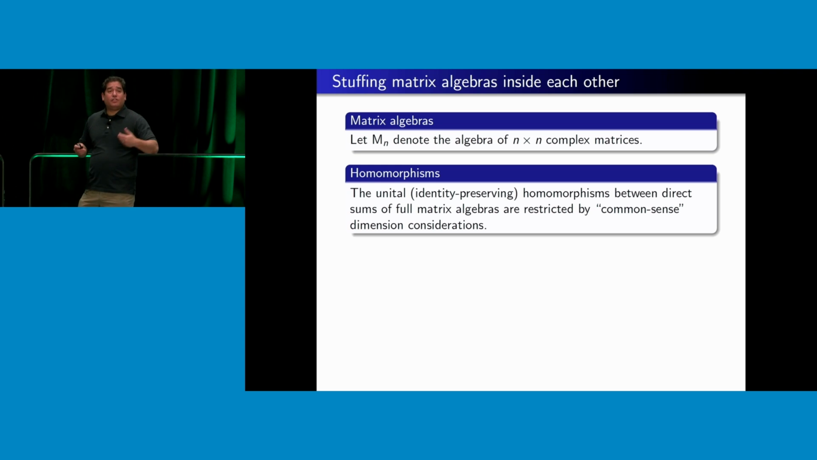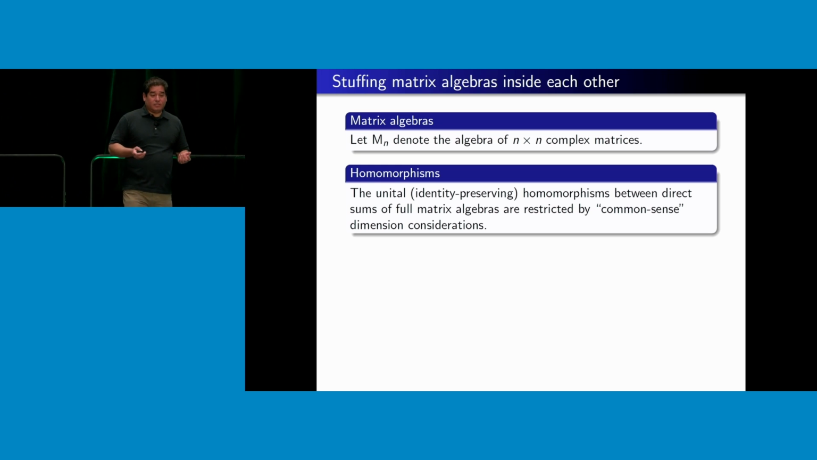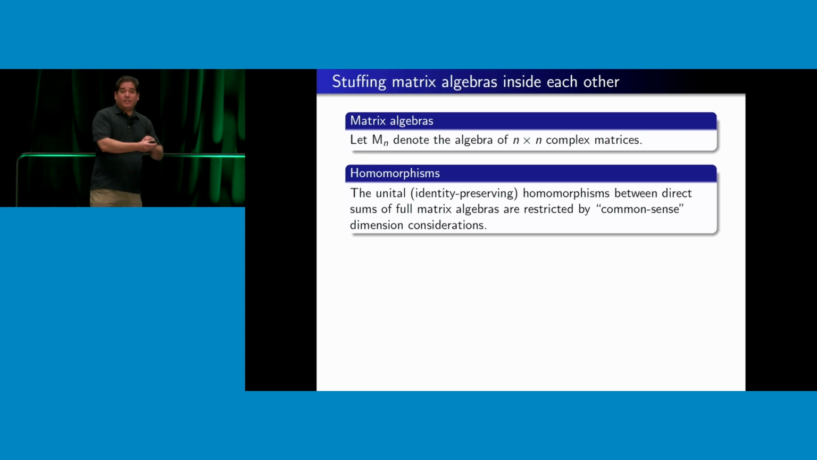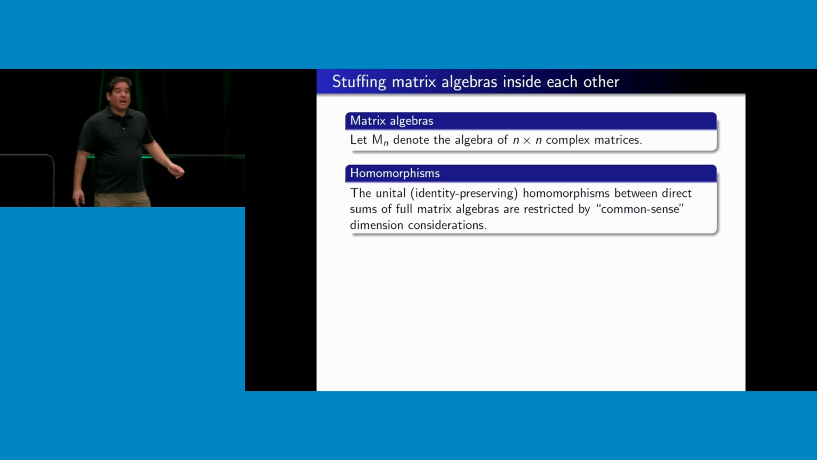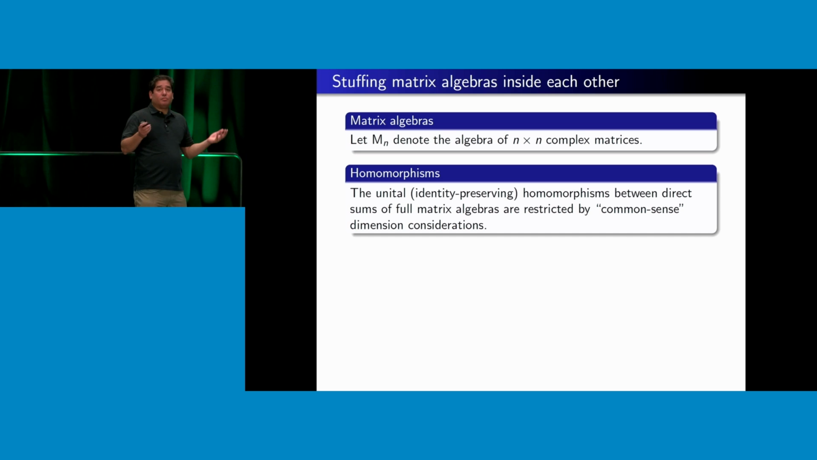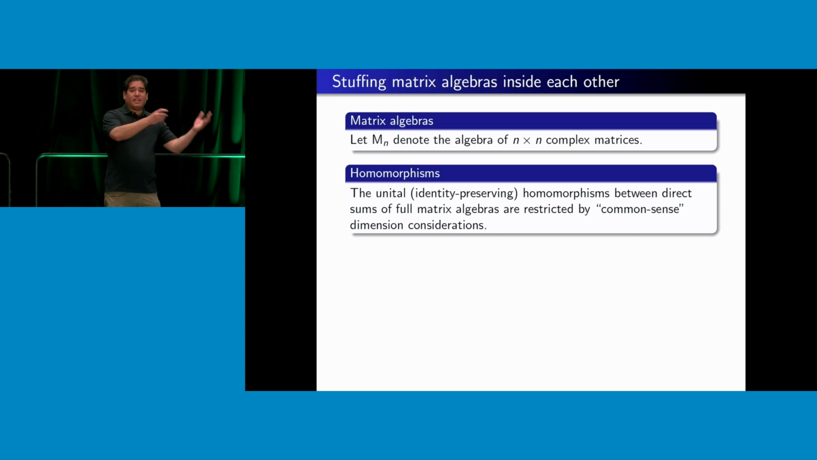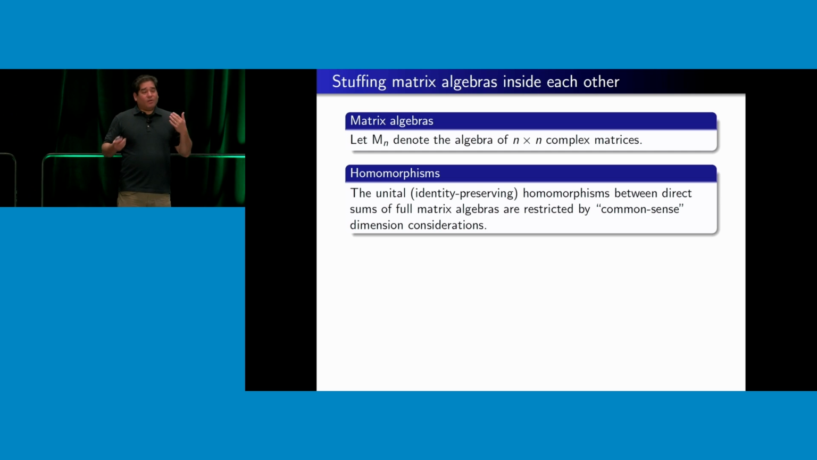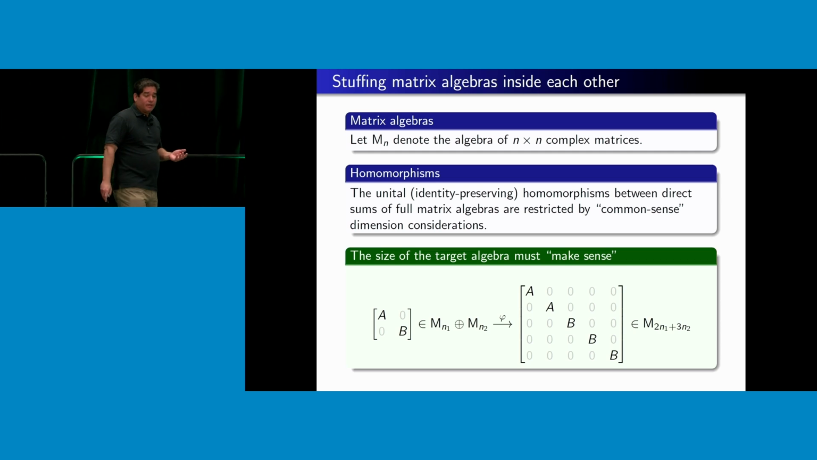And I want to do it in a unital way, and in a way that preserves algebraic structure. So unital, meaning identity preserving. I want the identity matrix over here to go to the identity matrix over here. I want it to be a homomorphism, meaning I want the algebraic structure to be respected. And if I want to stuff matrix algebras inside one another, the only real constraint is common sense. And I'll give you an example here.